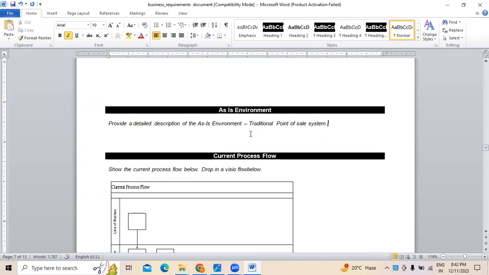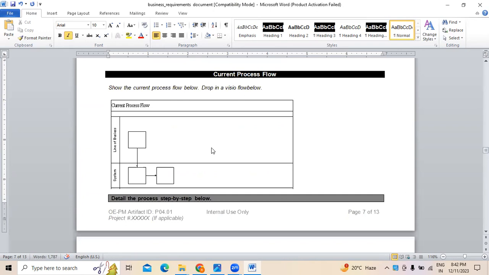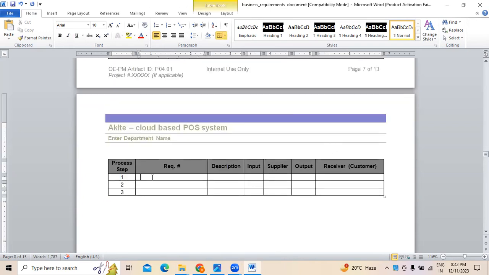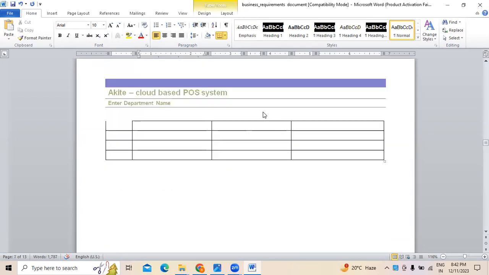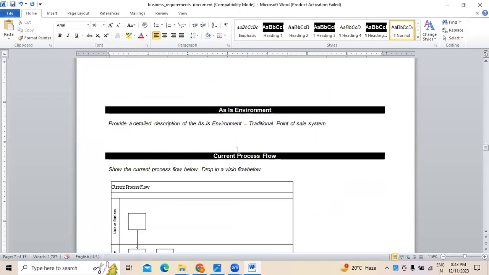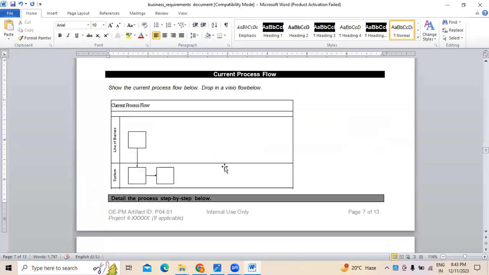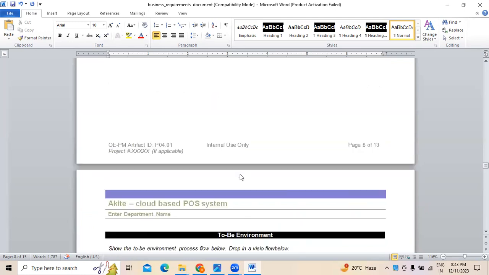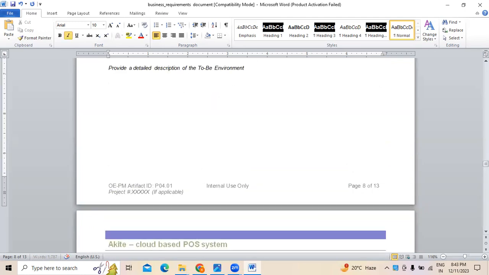For the traditional point of sale system, here we need to update the steps, because how the traditional POS system works, that we have to mention. This is what we generally call the as is system. As is is nothing but the existing system or the current process flow which store owners are using. Next one, the to be system. To be system is nothing but the cloud-based point of sale system.